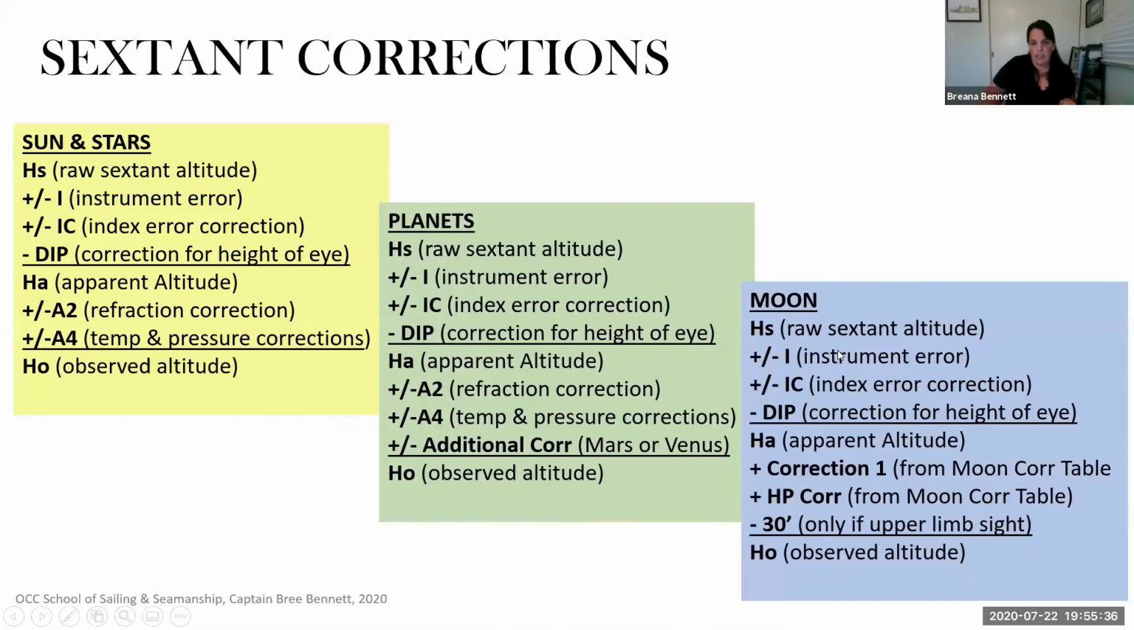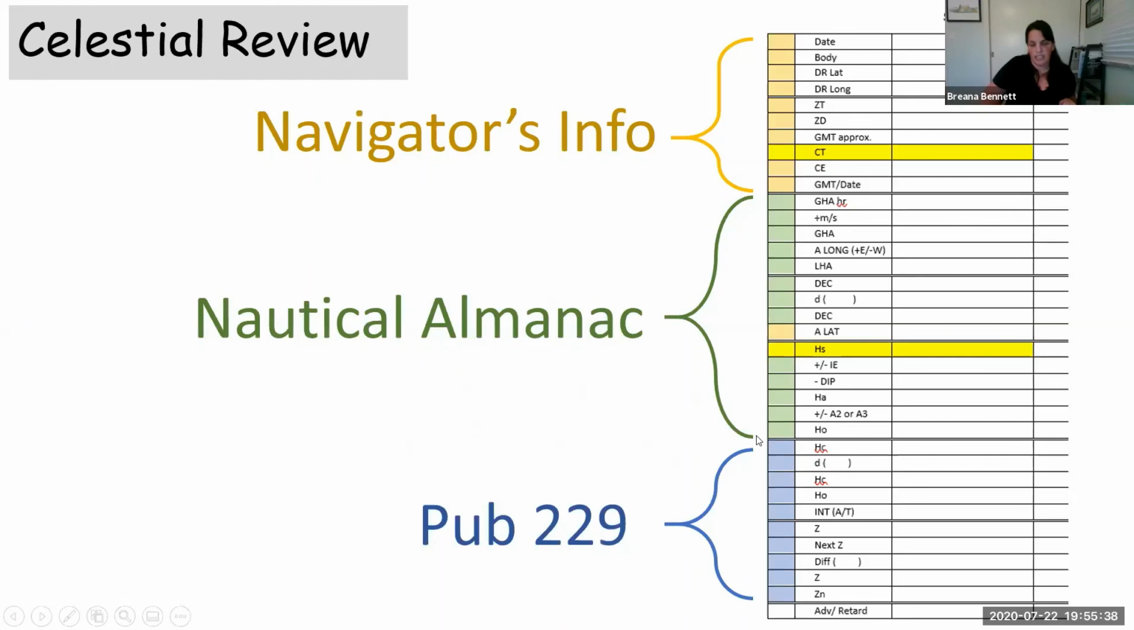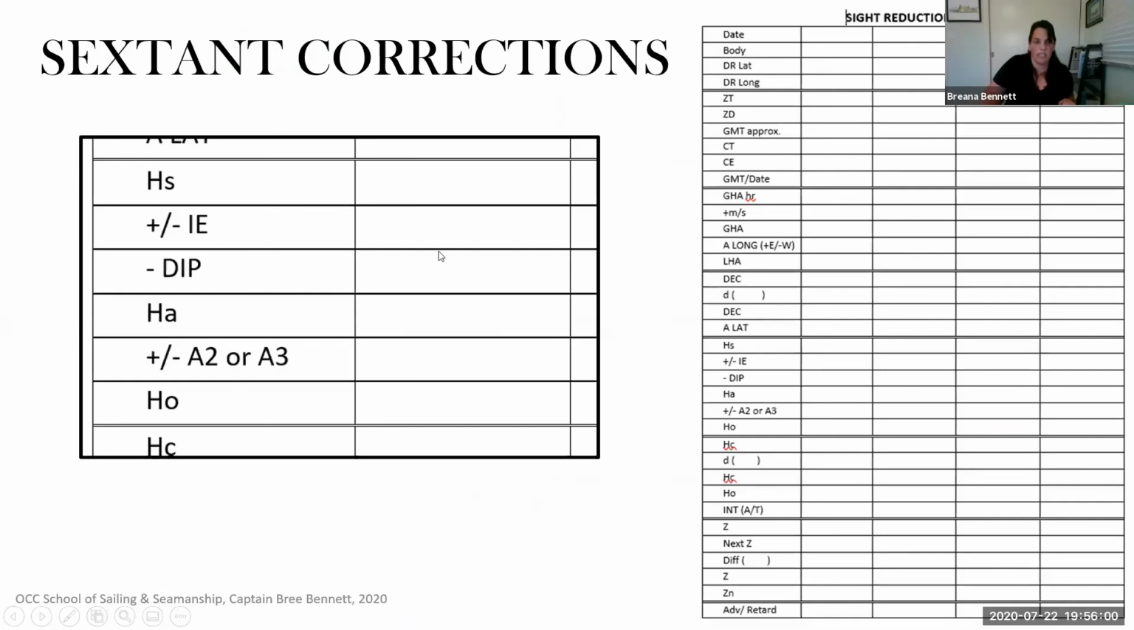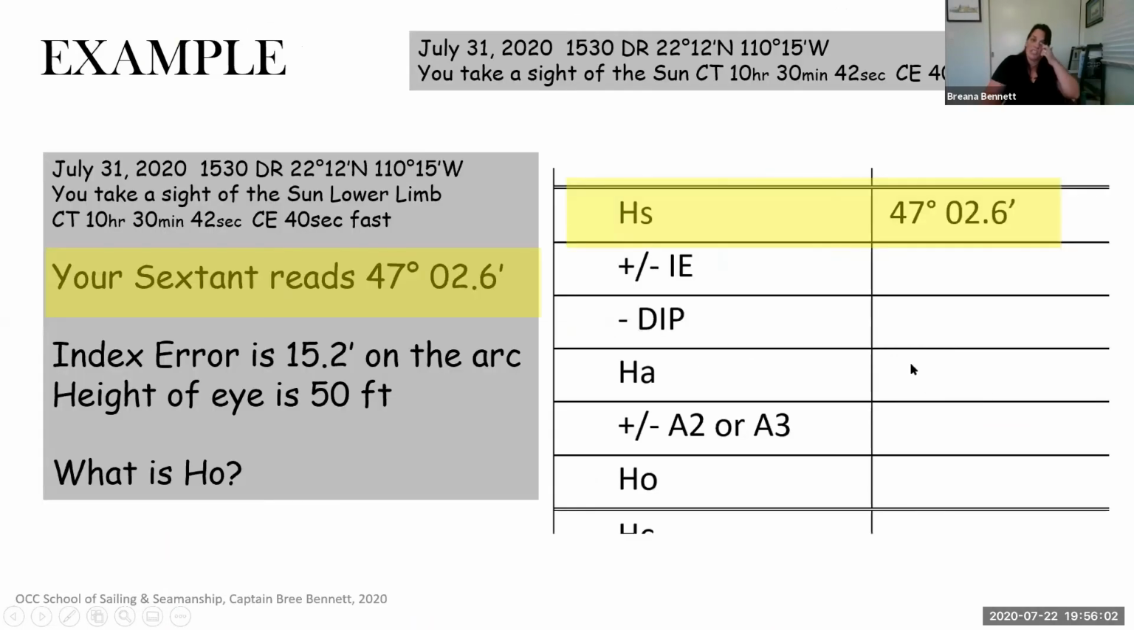So that little form that we just went over is in our site reduction form. We had HS, index error, dip, HA, A2 or 3, and then our HO. So this is where we're at in our site reduction form. Okay, so let's do an example. Are you guys ready?